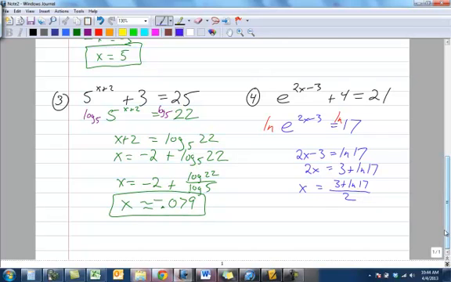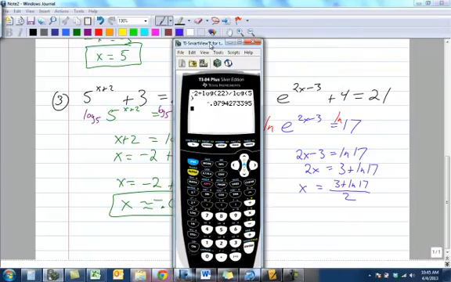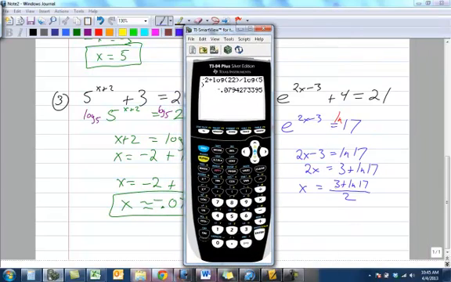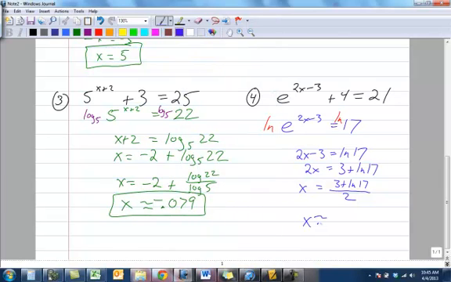So let's put that whole mess in our calculator. But here's the thing. Be careful with your parentheses. Remember, this is a fraction, so you got to put the entire top thing in parentheses. This is 3 plus the natural log of, now they gave you a new parentheses, right? 17. So when you close it, make sure you double close. Divided by 2, and you get approximately x is approximately 2.917.